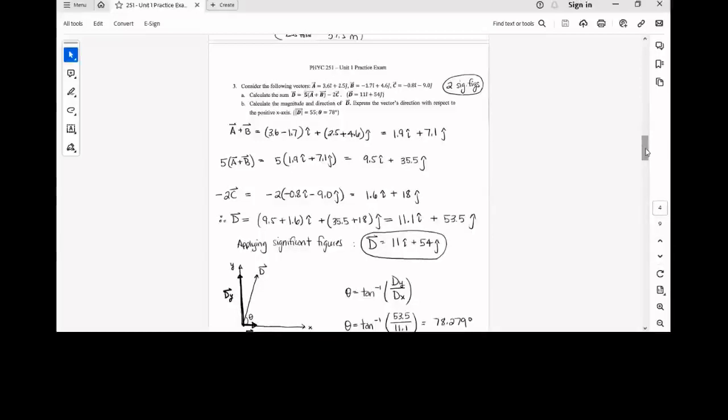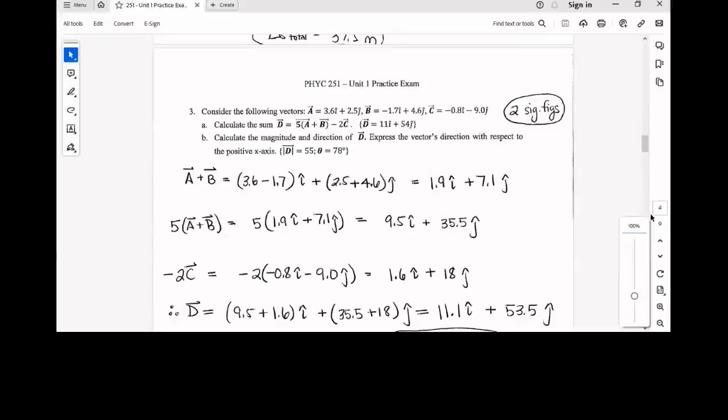Number 3, we have vectors that are described in unit vector notation. A is 3.6 i hat plus 2.5 j hat. Vector B is negative 1.7 i hat plus 4.6 j hat. Vector C is negative 0.8 i hat minus 9.0 j hat. And we want the sum, vector D, that's equal to 5 times the sum of vector A and B minus 2 times vector C.